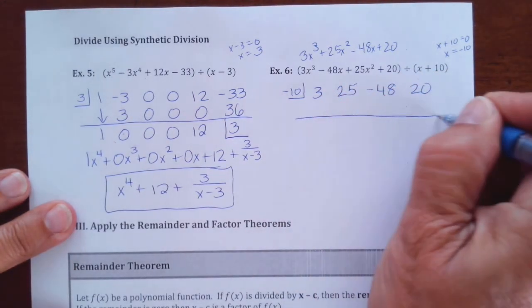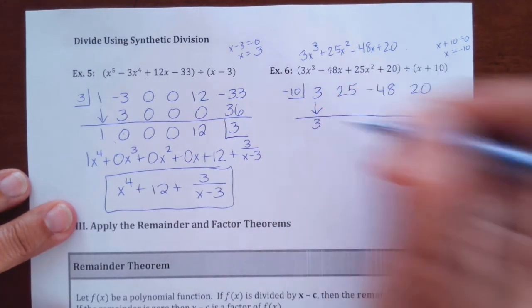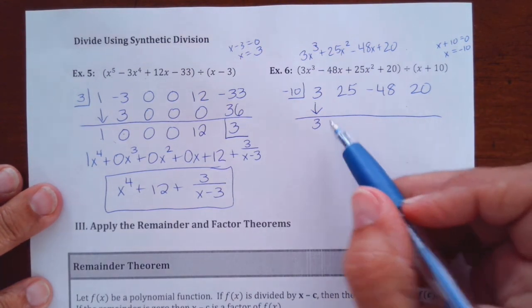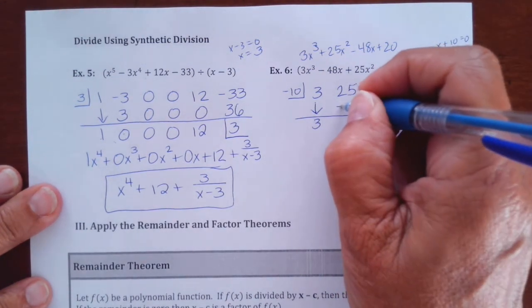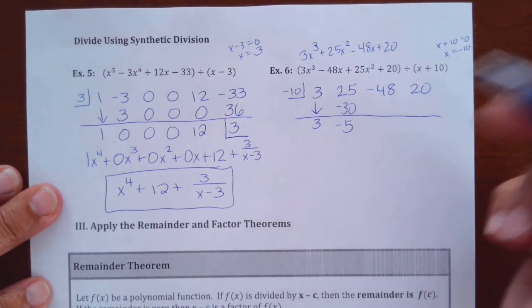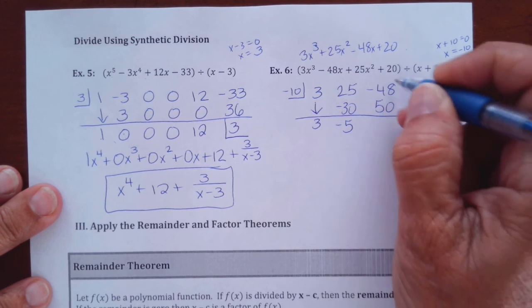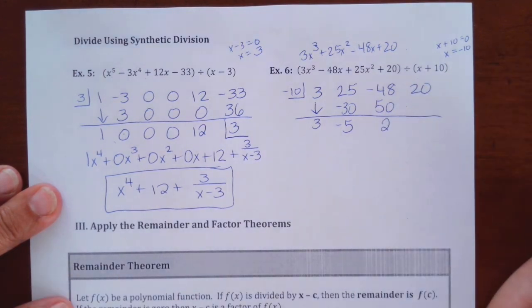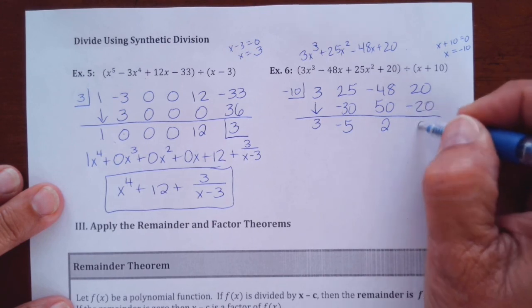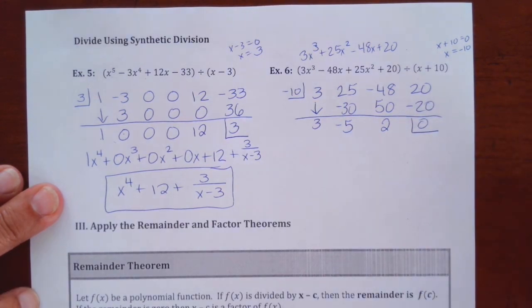All right. So draw the line, skip a space, and bring down that first number. Okay. All right, multiply. 3 times negative 10, negative 30. Add that. Multiply negative 10 times negative 5. That's 50. Add those numbers. Multiply 2 times negative 10, negative 20. So this time we get a remainder of 0.